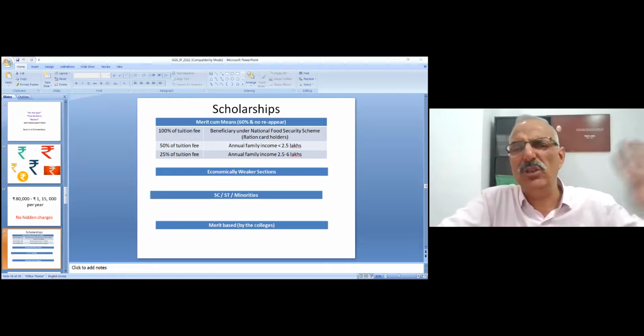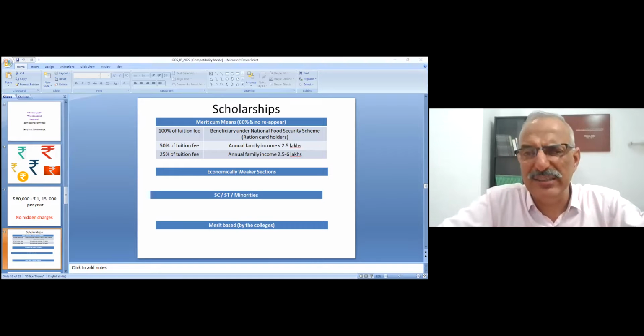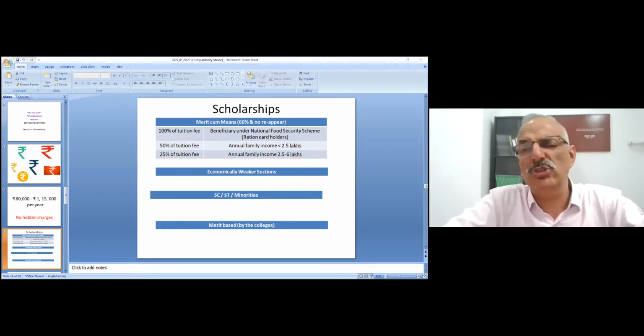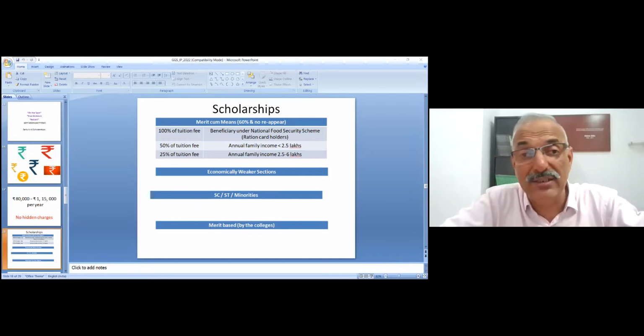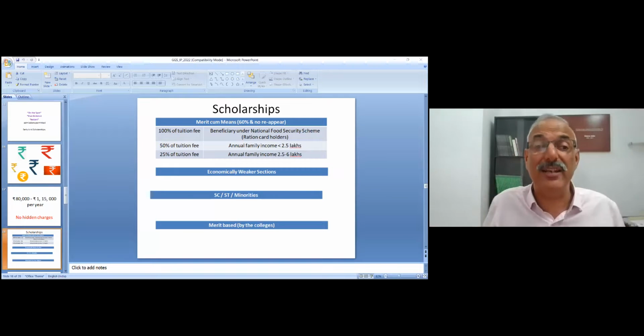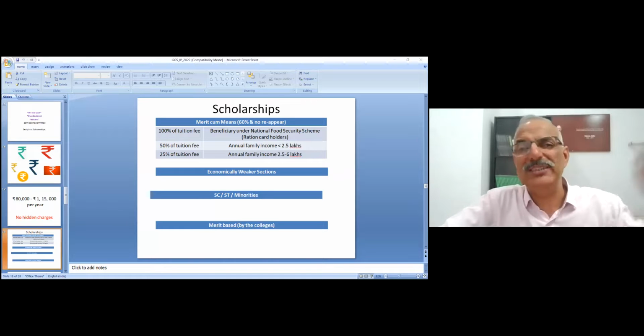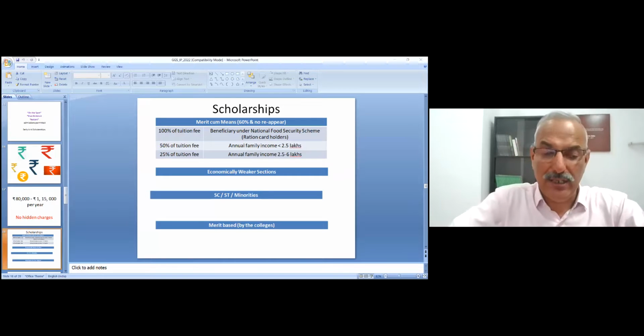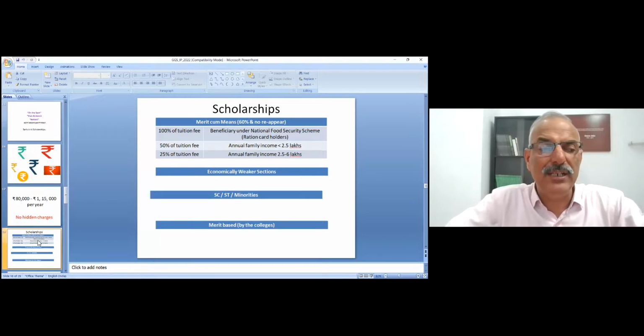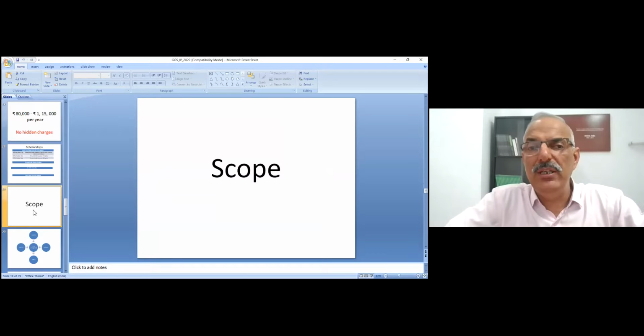Yes, there are other scholarships for economically weaker sections, SC, ST, minorities, etc. Then the colleges also offer scholarships for their own rankers. Say, for example, I get second rank in my batch, so I also get some scholarship. Those are separate things, right? I think with this we complete the money part, and now we reach the last part of our presentation, which is talking about the scope of these professional courses.